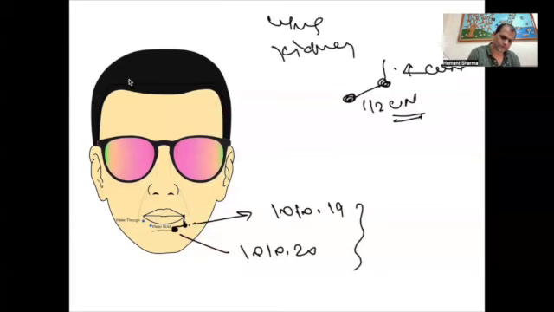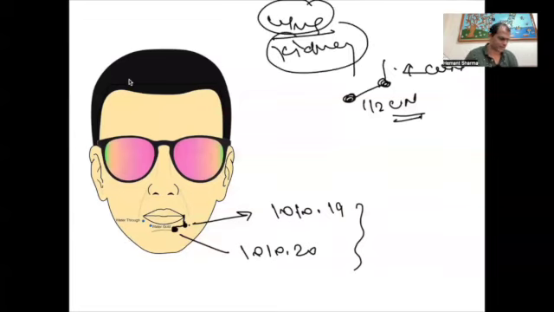Remember, lung as well as the kidney. If you remember this, then you will achieve great results. Why remember that these 2 points are working on the lungs and kidney? I will tell you the reason.